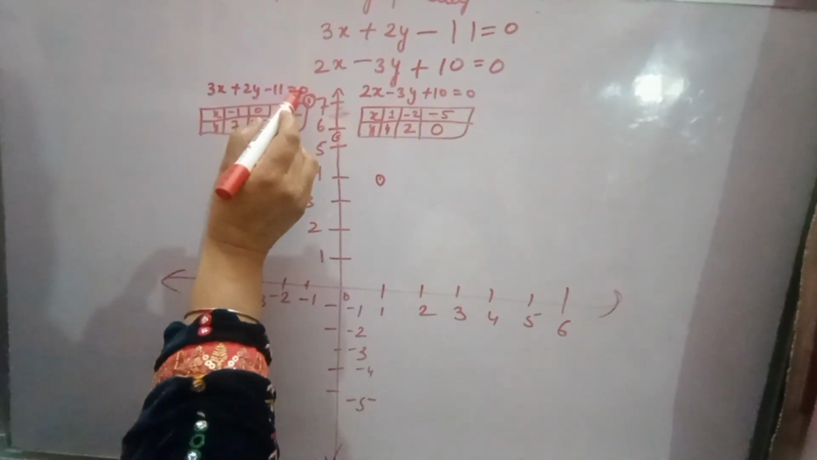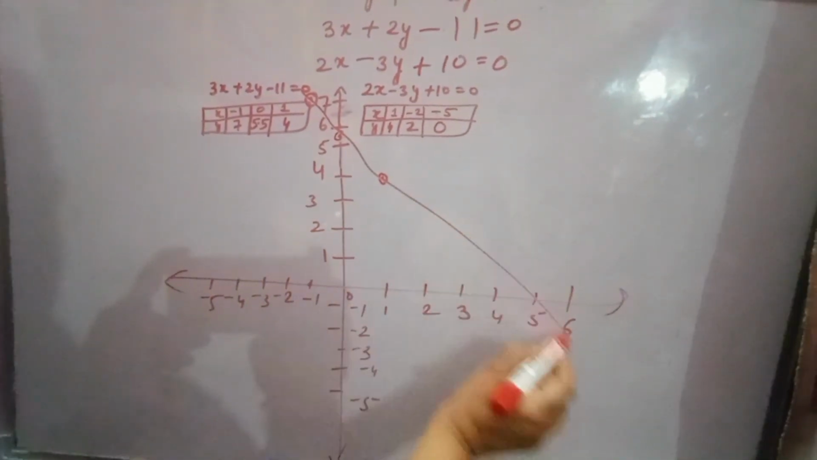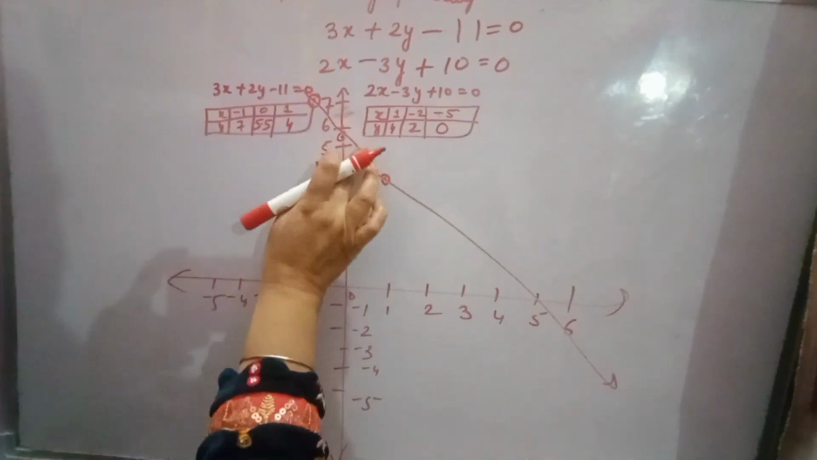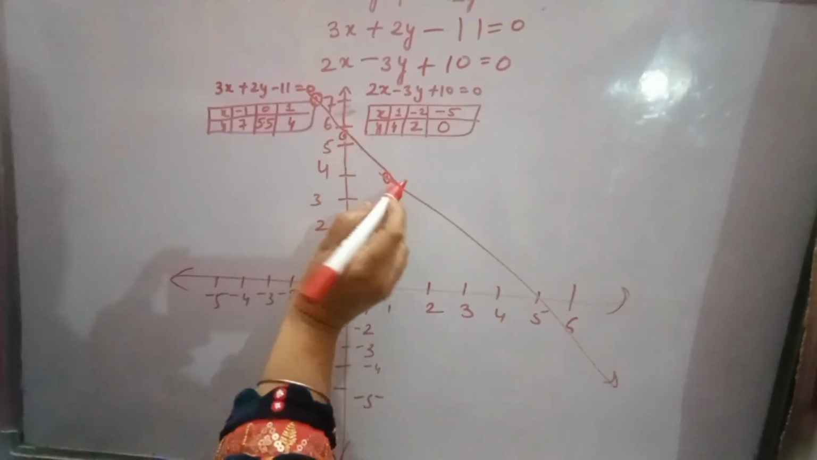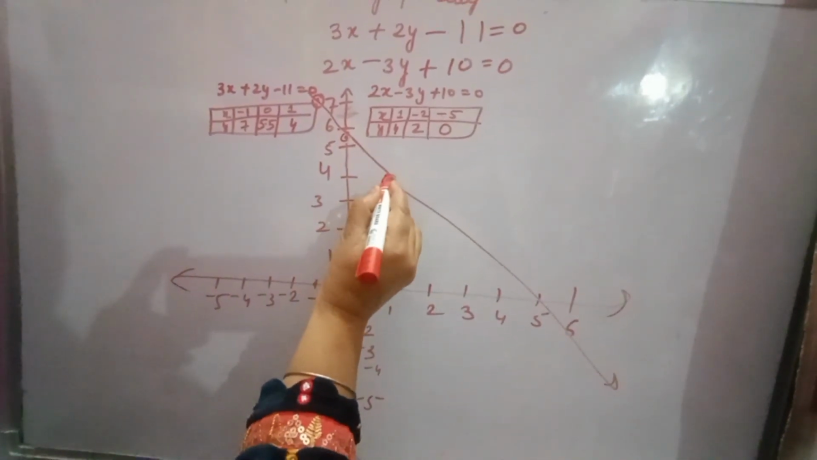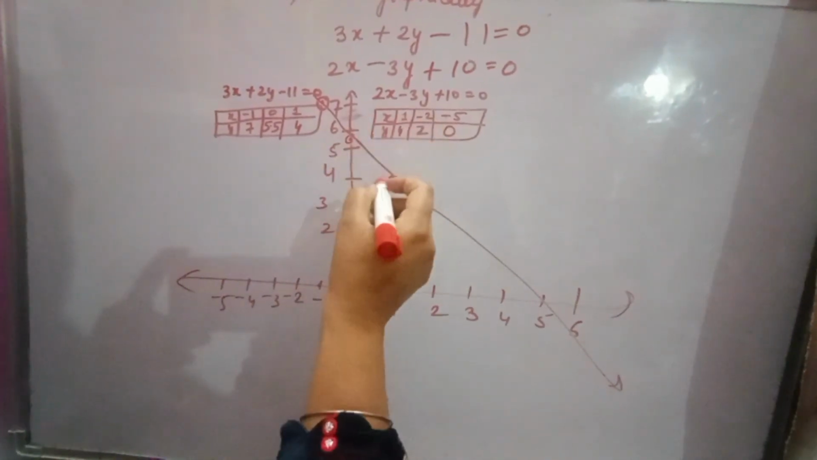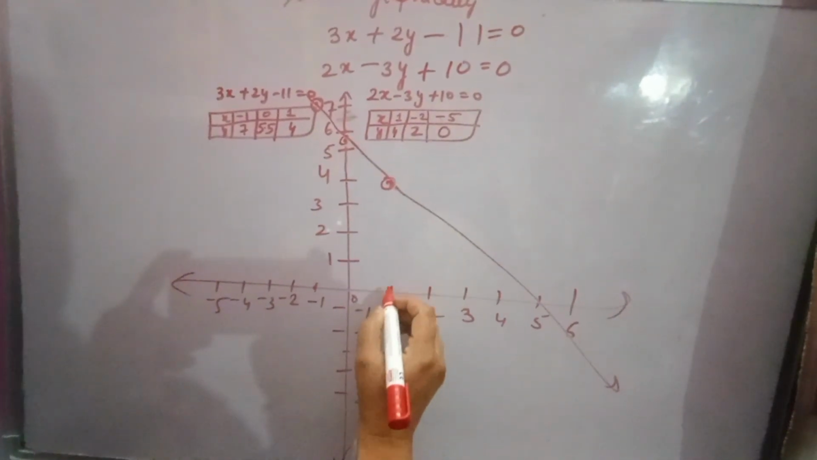Now with the help of a scale on the graph paper you have to join them. You have to join them straight with the help of a scale. So it will come out properly.